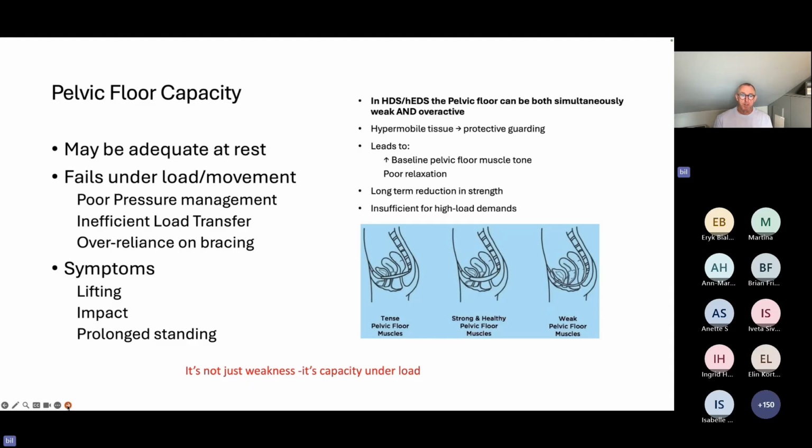Now, the thing that's really important is these patients, which I think we see in not just hEDS and HSD patients, though, the pelvic floor can be both simultaneously weak and overactive. Hypermobile tissue leads to protective guarding. It leads to increased baseline pelvic floor muscle tone and poor relaxation. And that can lead to long-term deconditioning or reduction in strength in the pelvic floor and the pelvic girdle and the hips, causing insufficient ability to generate force for high load demands.